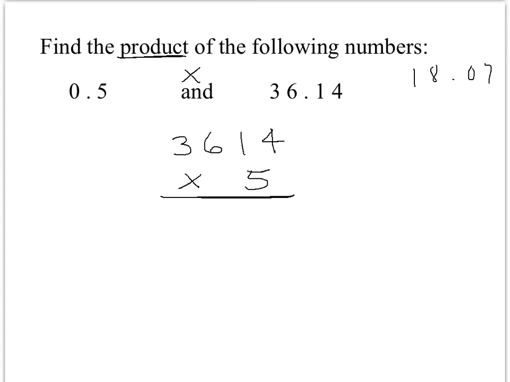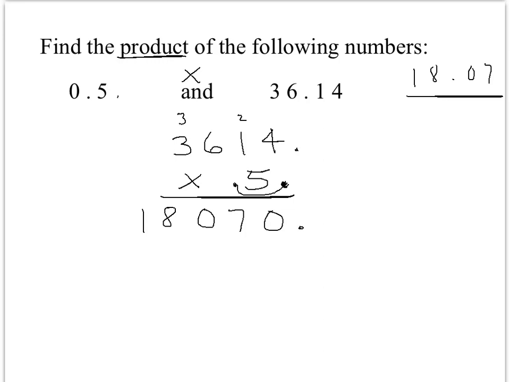Multiplying. All right. 5 times 4 is 20. Carry my 2. 5 times 1 is 5, plus 2 is 7. And 5 times 6 is 30. Carry my 3. And 5 times 3 is 15 plus 3 is 18. Okay, now, so far it looks like we've got the same digits. Now, if this were 3,614 times 5, then our answer would be 18,070.